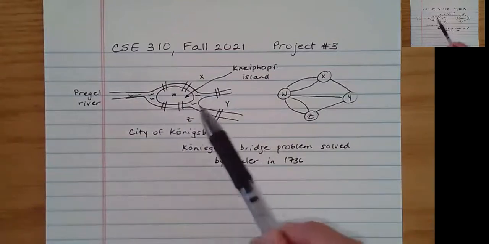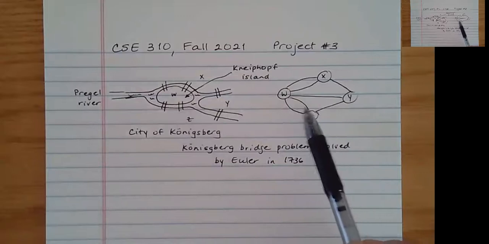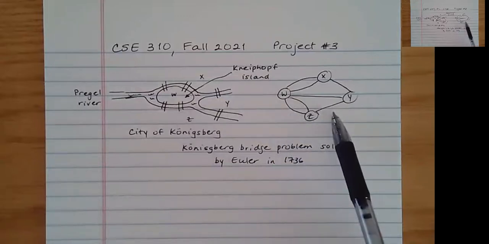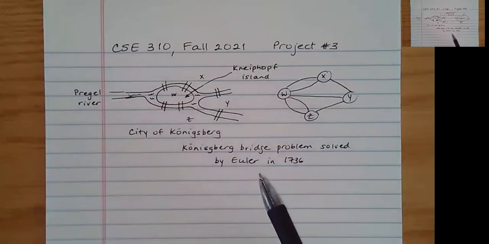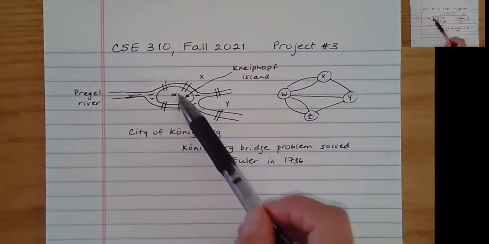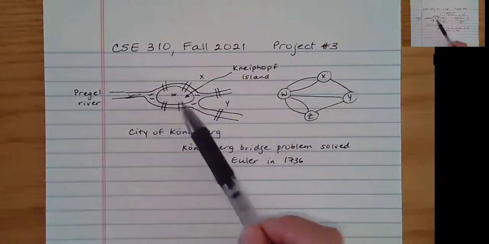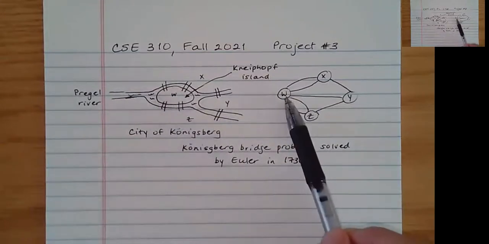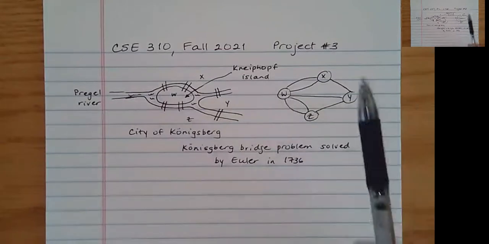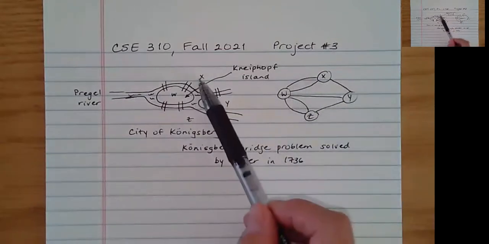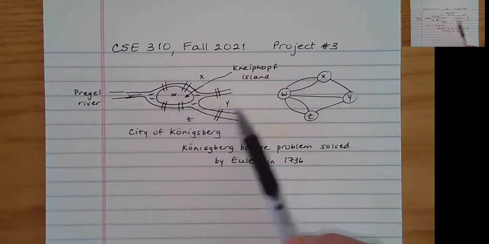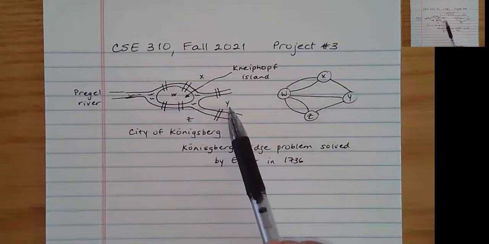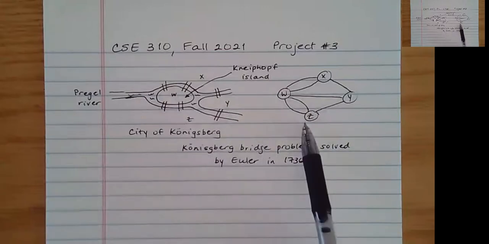And this problem got modeled in this form as a graph by Euler. So this was like the birth of graph theory. So the island here, which was labeled W, becomes a vertex, and the area X, which is to the north, becomes a vertex, as does Y to the east and Z to the south.